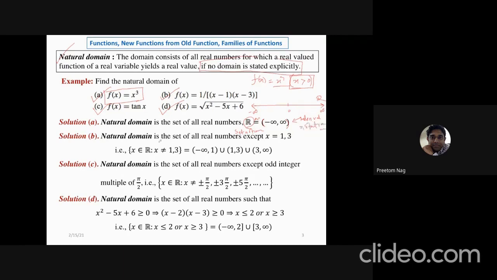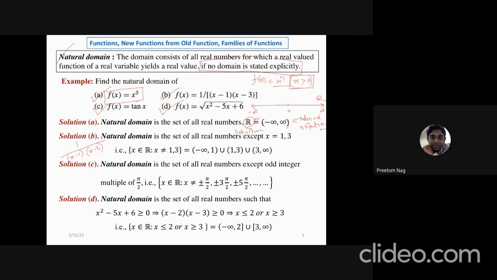Okay, so what is the natural domain for the function b, f of x equals 1 over (x minus 1)(x minus 3)? As the denominator would be 0 for x equal to 1 and 3, the domain is all real numbers except 1 and 3. Yes, right. So we will be looking for what values of x the function is not defined.